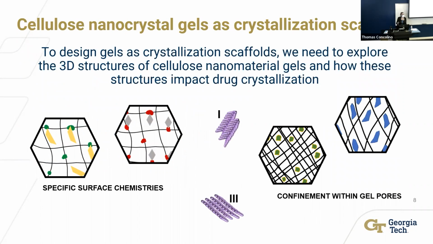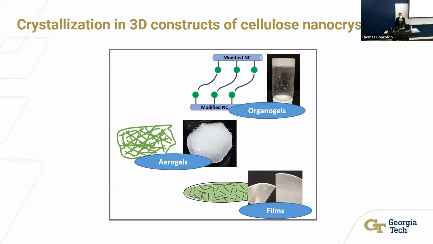So if we want to design these gels as crystallization scaffolds for these metastable polymorphs of drugs, we need to explore the 3D structure of the cellulose gels and how these structures impact that drug crystallization. So how does whether we have a large pore, or small pore, or other factors impact the formation of different polymorphs? So there's 3D structures and constructs that we worked with here.